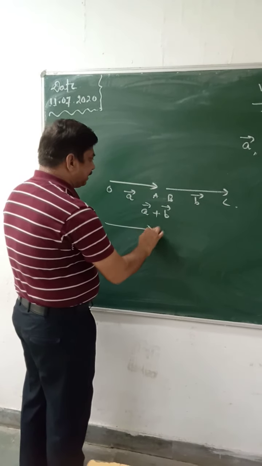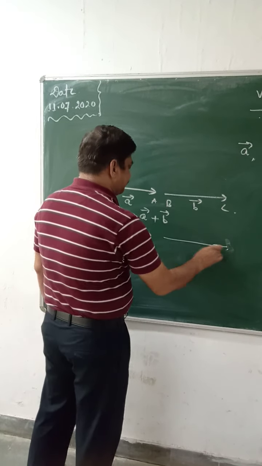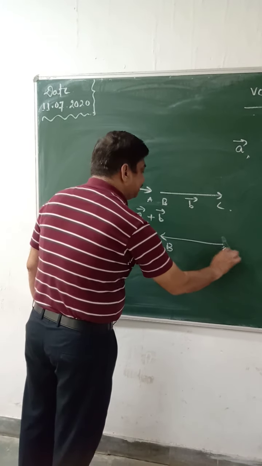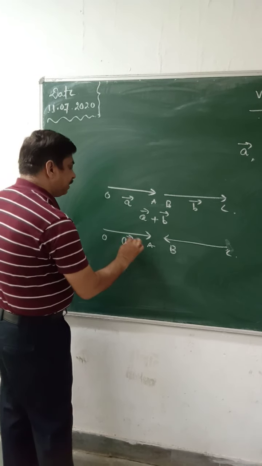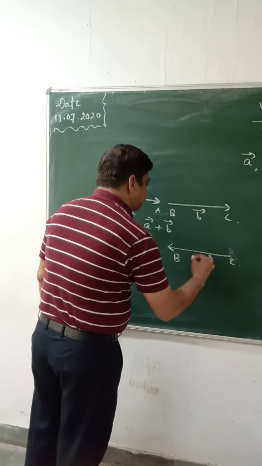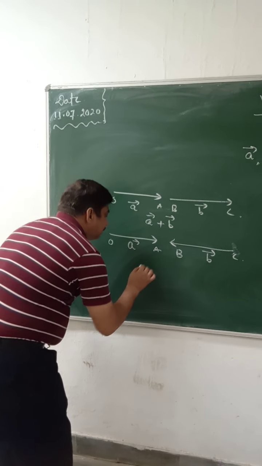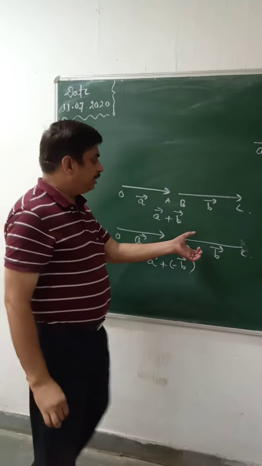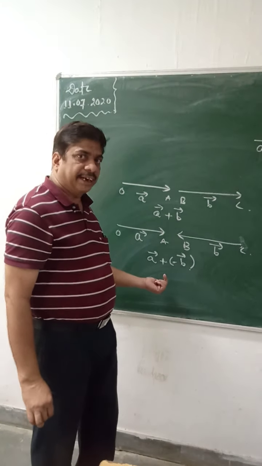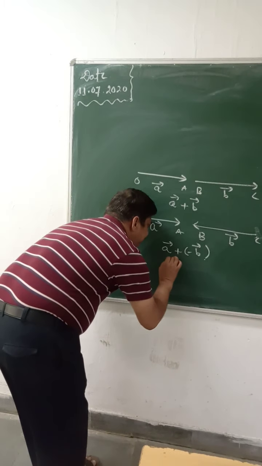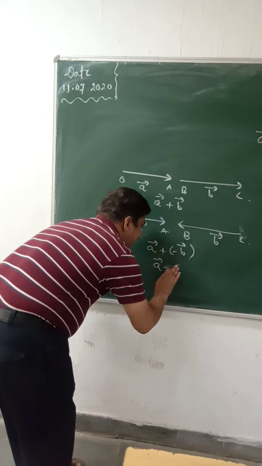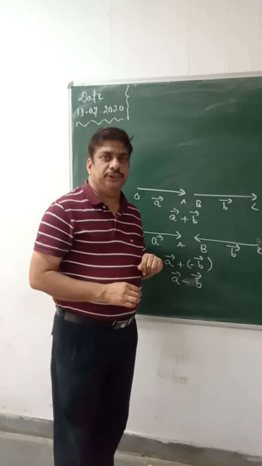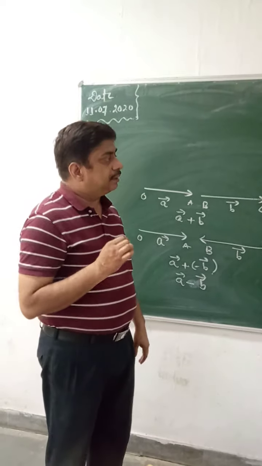Now if they are in opposite directions, here this is O, this is A, this is B and this is C. This is vector A and this is vector B. In this situation we can write the sum as A plus minus B, which means we have to take vector B in the direction of vector A. So the sum is A minus vector B. When two vectors are either in the same direction or opposite to it, we can add them in this way.